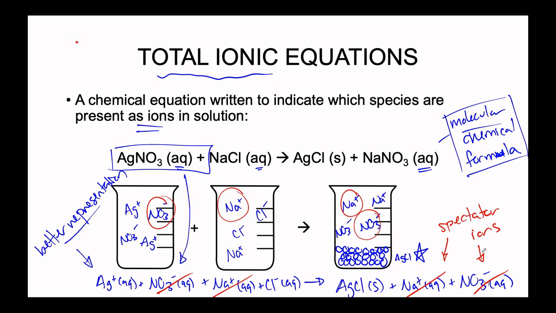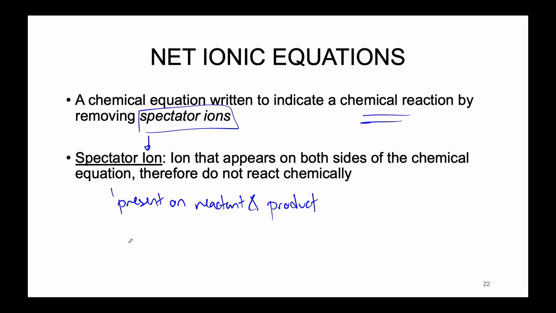Therefore, the net ionic equation, in which the spectator ions are removed, is going to be everything left over in this total ionic equation that hasn't been crossed out. So the silver plus, the chloride minus, and the silver chloride on the product side, we would conclude, are going to be the net ionic equation. Silver plus in aqueous form plus chloride minus in aqueous form turns into silver chloride as a solid.